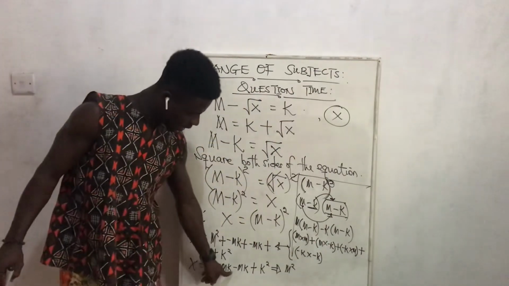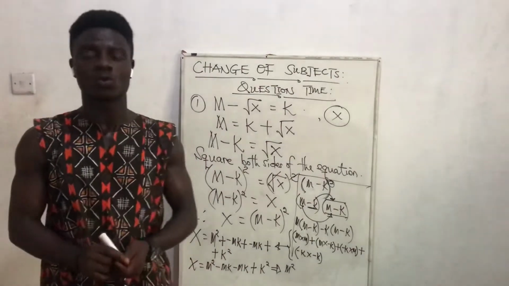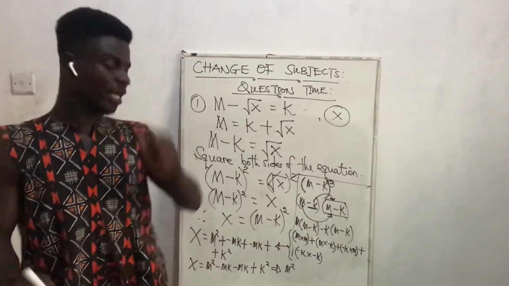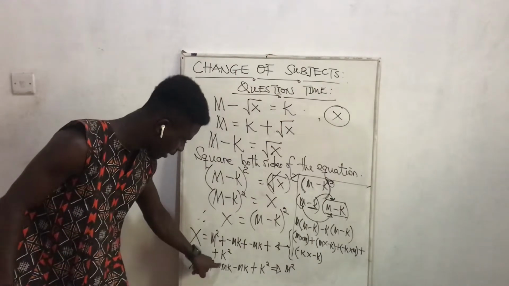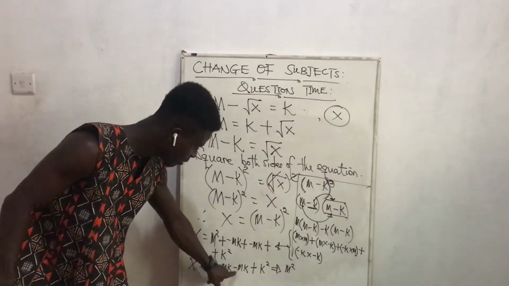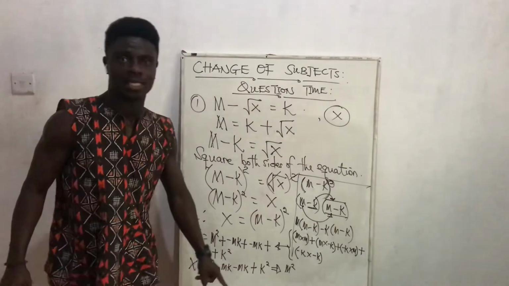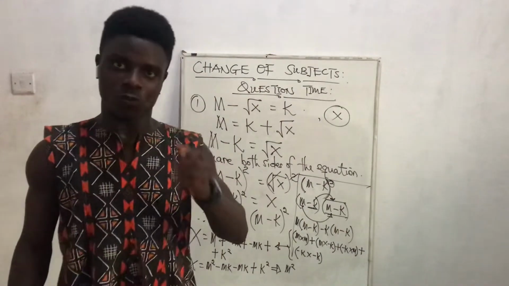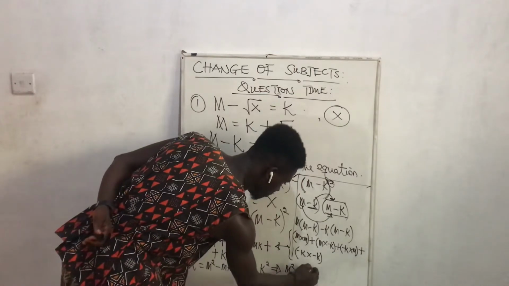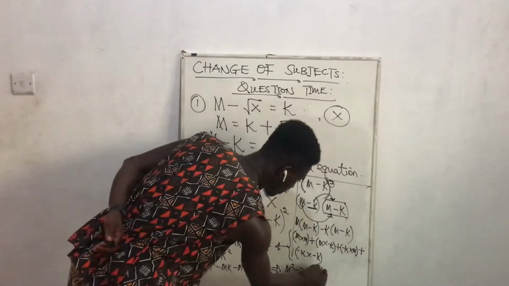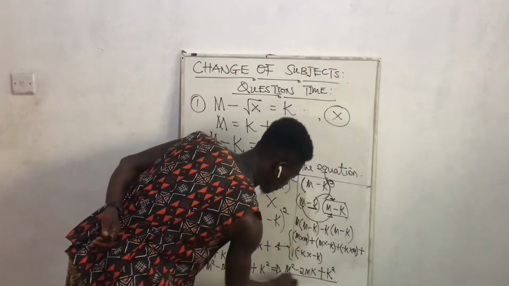down here minus mk, which gives what? Minus 2mk. Why? Minus 1. The invisible number here is what? Minus 1. Then here is also what? Minus 1. So minus 1 plus minus 1, which is what? Negative what? 2. So minus 2mk. Then I have what? Plus k squared.